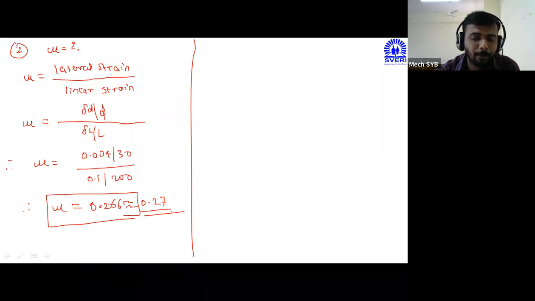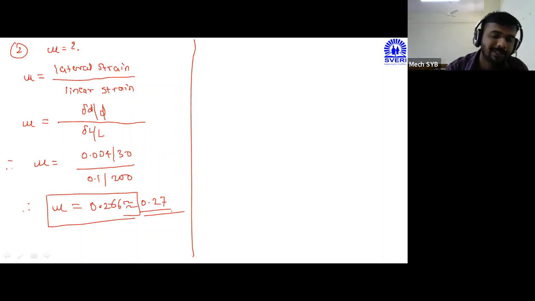So this is the calculation of mu. Whenever we have to calculate mu, please think about the mu formula: lateral strain upon linear strain.